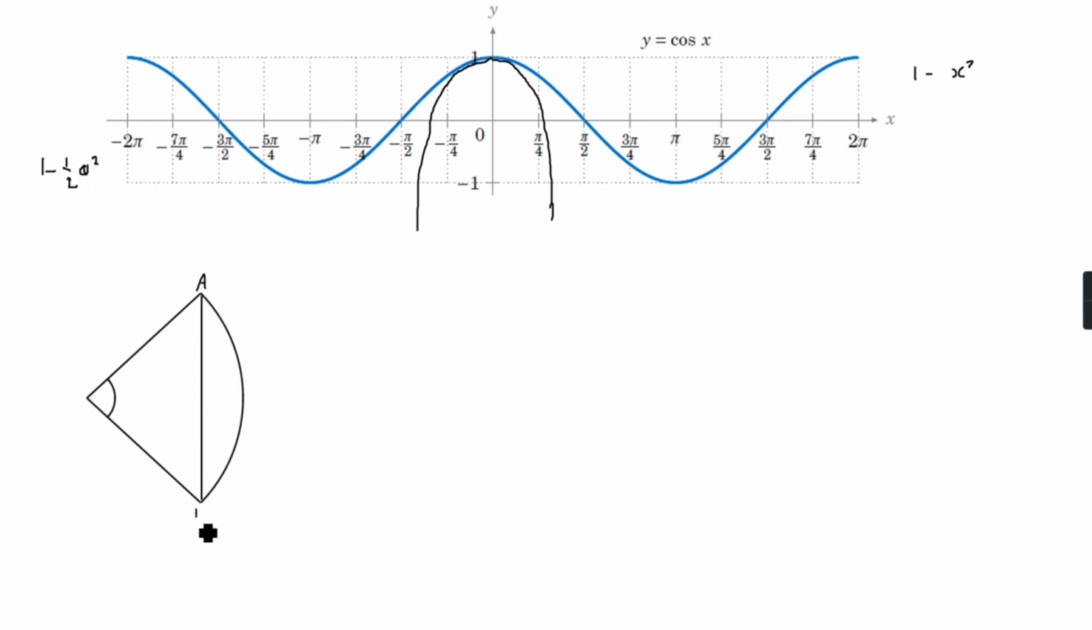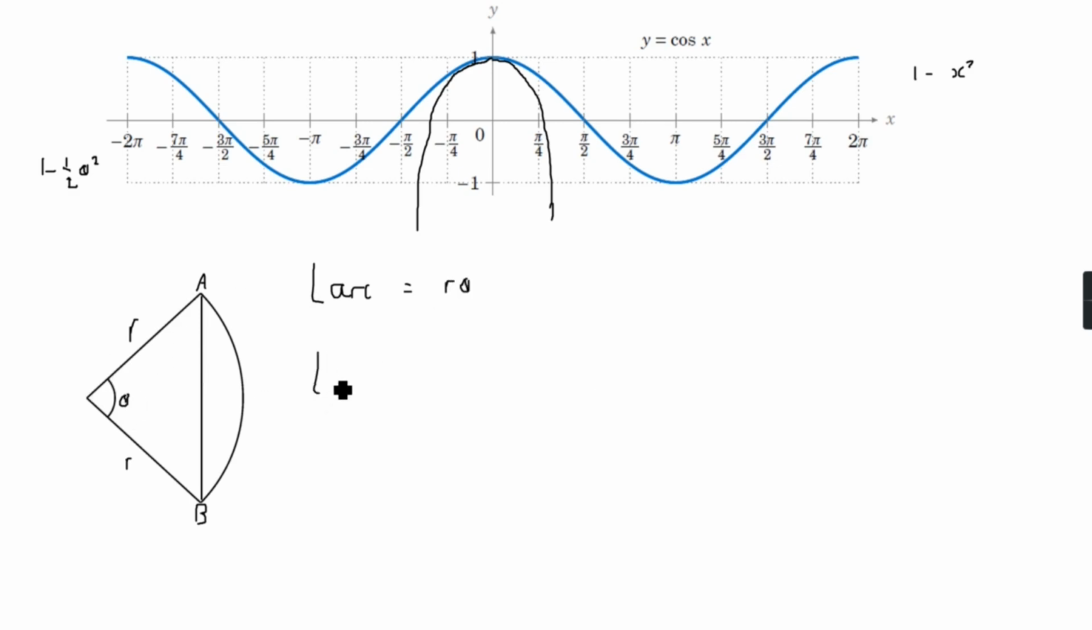So again, if we have a sector with AB being the length of the line, and both sides r, we'll label the angle theta. Well, this time instead of going for area, let's consider the length of the line and the arc. So let's look at the length of the arc. Well, you should be familiar with this. It's just the radius times the angle, so it's just r theta.